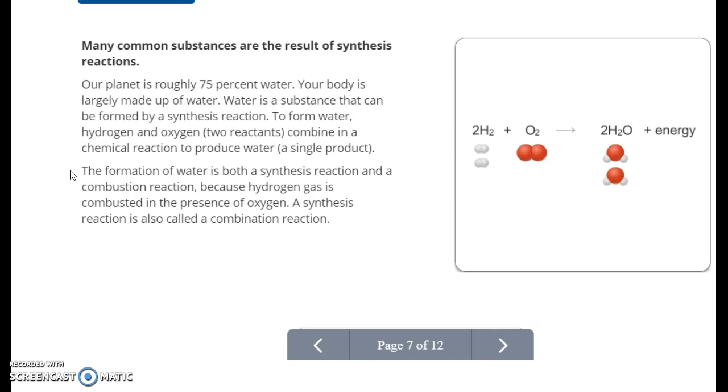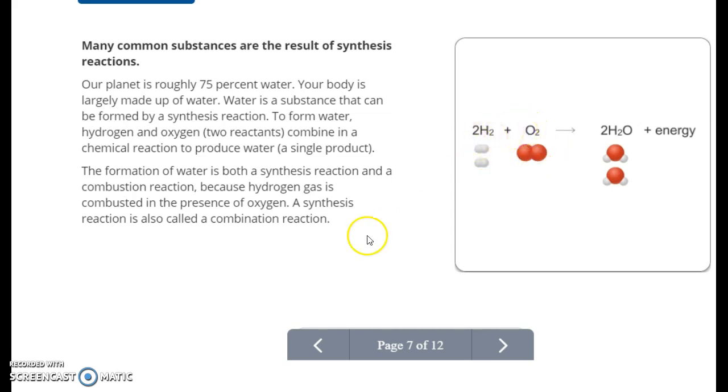Formation of water is both a synthesis reaction, because we start out with at least two reactants and make only one product, and a combustion reaction, because what do we see for our clue? We see this energy over here. And the reason it's also a combustion reaction is because hydrogen gas is combusted in the presence of oxygen. That's how this reaction is both. It's a synthesis, because we start with multiple reactants and make one product, and it's combustion. We have energy as a final product, and look, we have something reacting with oxygen, and in this case, it does combust.